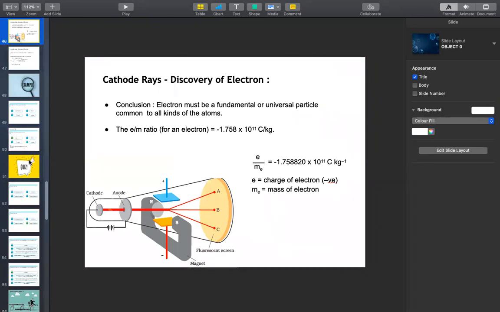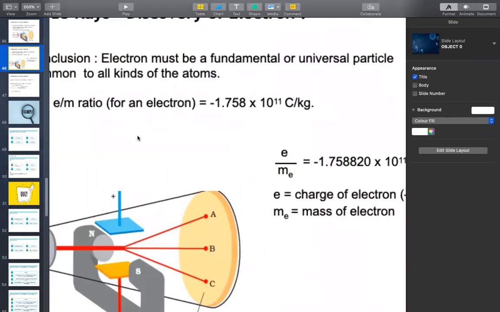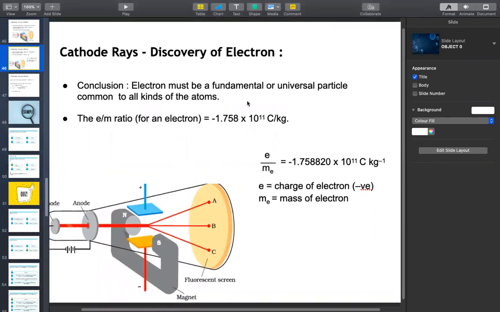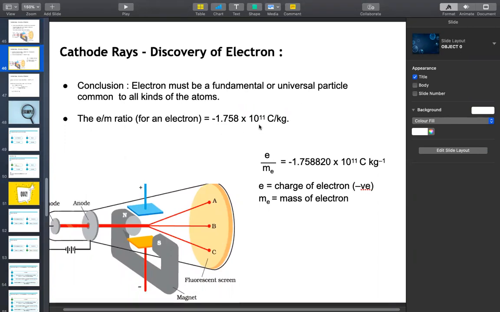So now see, this is the E by M ratio. Here the E by M ratio was found by J.J. Thomson, that is minus 1.758 into 10 power 11. Please copy it down fast. This is the E by M ratio for all the gases in the cathode ray.